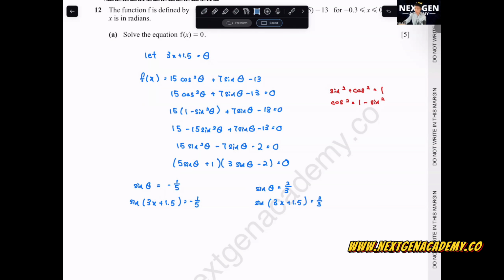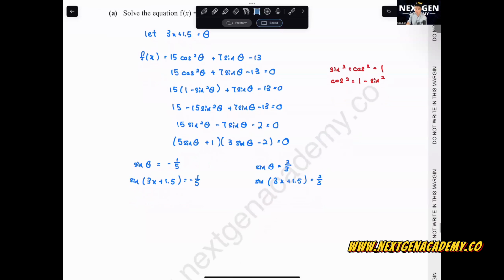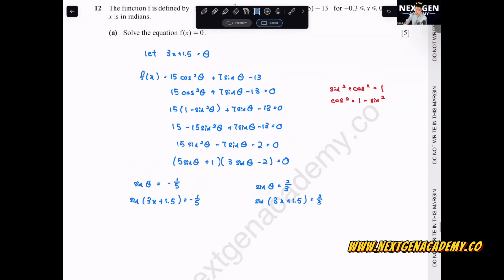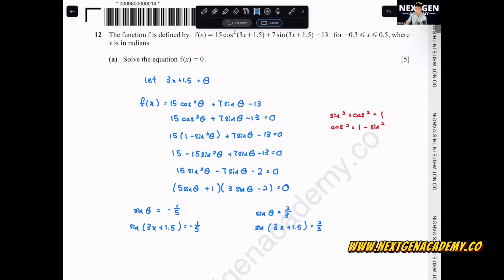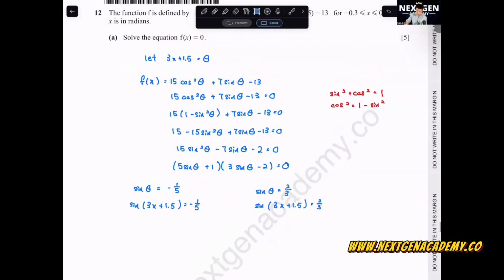Okay, this is a radian question. So change your mode to radian first on your calculator. Now we do our solving as usual. Once you have this ready, we find the base angle, then we select which quadrant. Also, another thing is that we are solving for the domain of x from negative 0.3 to 0.5. This is how I'll do it.